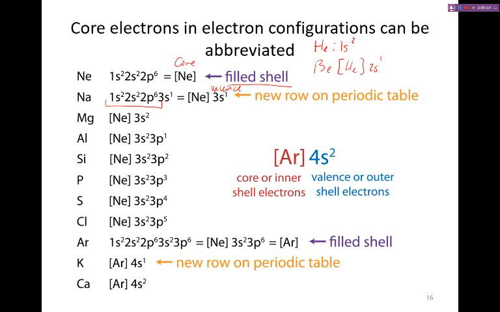And not only does this make it simple to communicate, it actually is useful because the core electrons do not actually participate in chemical reactions. It's only the valence electrons that do. So by using the core electron configuration notation, not only are we simplifying the representation, but we're also communicating which electrons are going to be participating in chemical reactions.